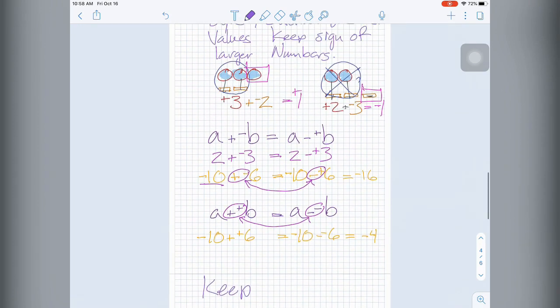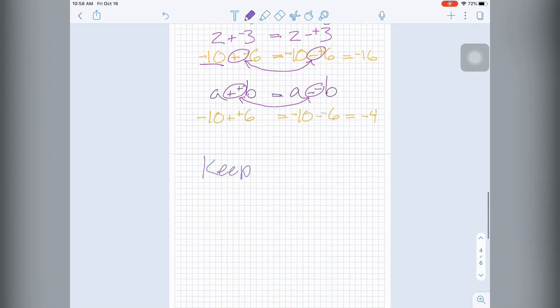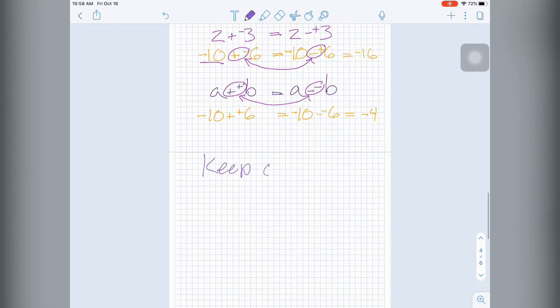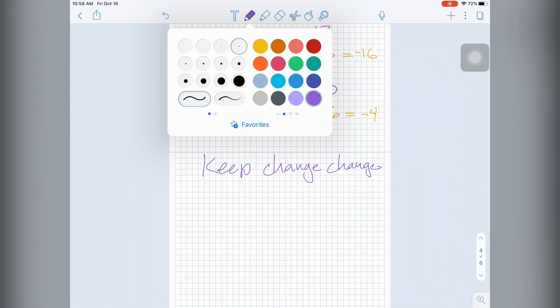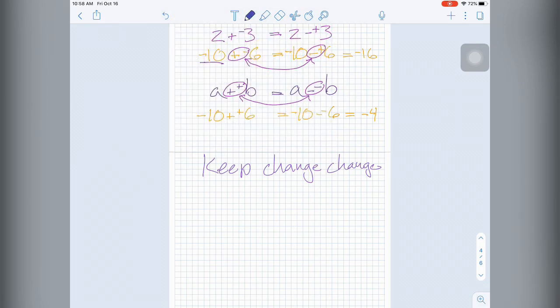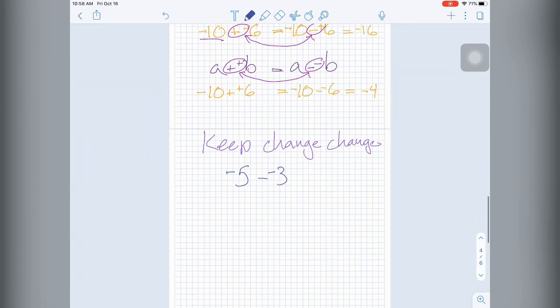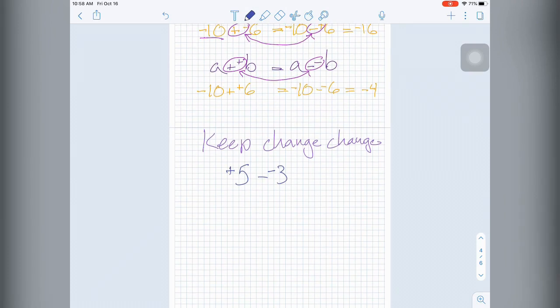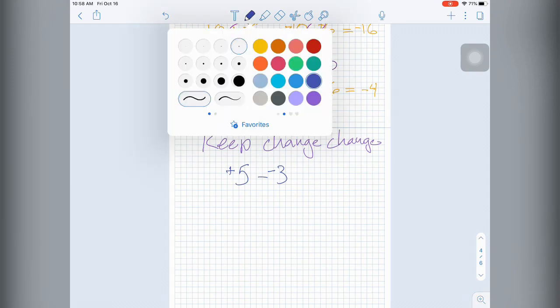Keep, change, change. What you keep in a problem, let's say we have the problem negative 5 minus negative 3. Actually, you know what? Let's make it positive 5. Positive 5 minus negative 3.